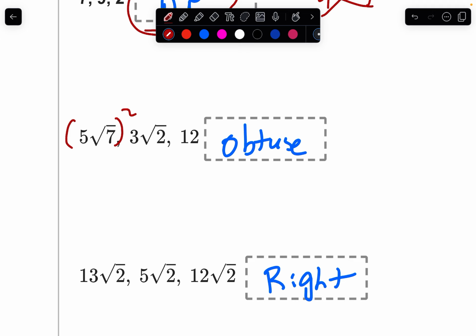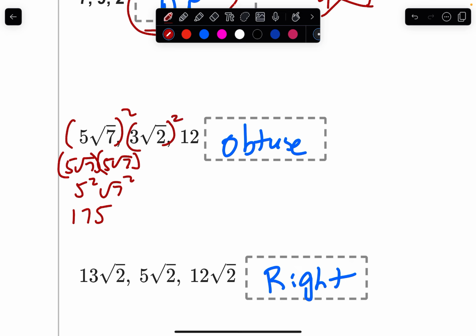Step 2 is squaring the numbers. So remember what squaring looks like. This is 5 root 7 times 5 root 7. That is like saying 5 squared times root 7 squared. That is 25 times 7, so that is 175. Here we have 9, so to square this would be 9 times 2, 18. And then square this, 12 times 12 is 144. So this is what we're working with.